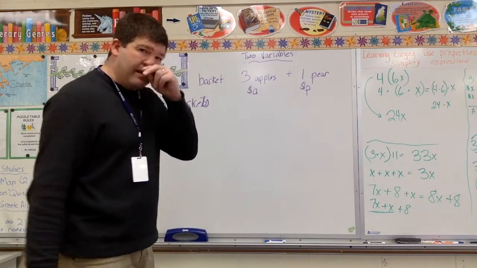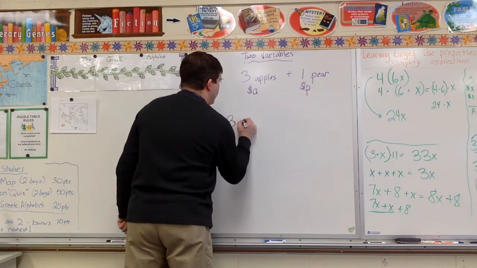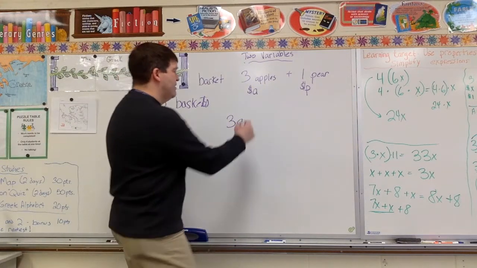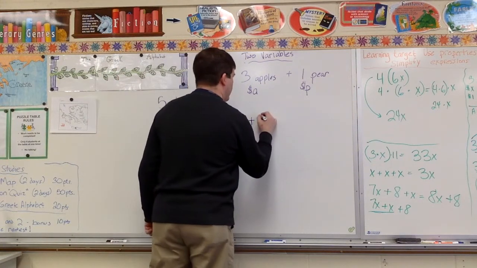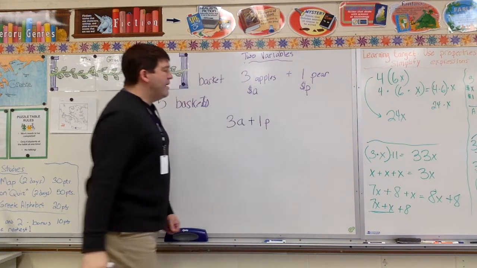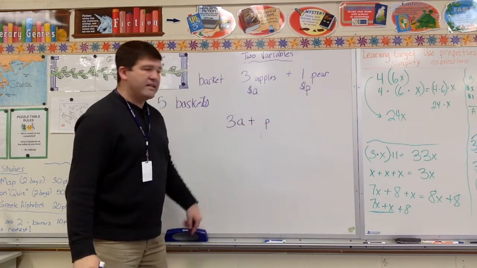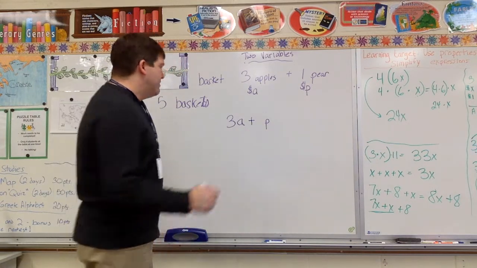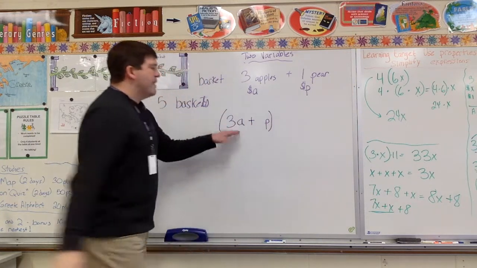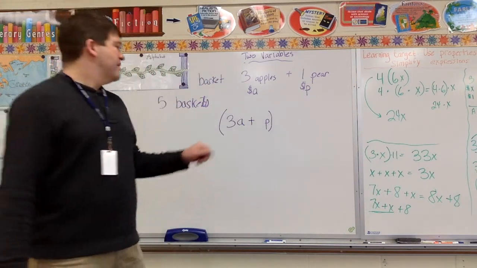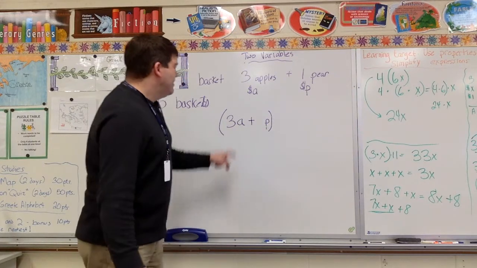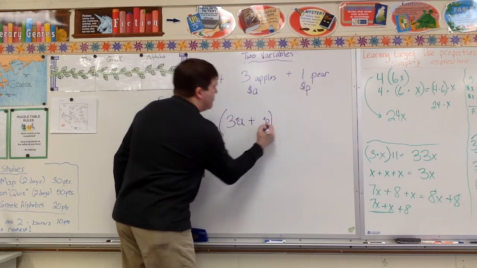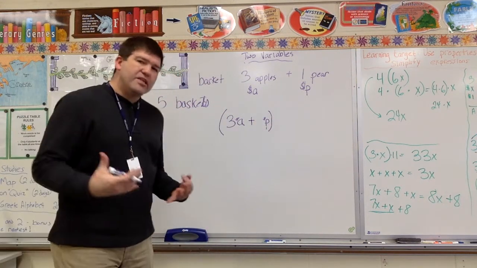So 1 basket is going to be 3 apples, 3A. So 3 apples times the cost plus 1P. Now, I don't need this 1 in front because anything times 1 is the other number. It's the identity property, and we know about that. Okay, so that equals 1 basket. 1 basket is 3 apples and 1 pear. So 3 times A dollars plus P dollars is going to get me the total cost of 1 basket.